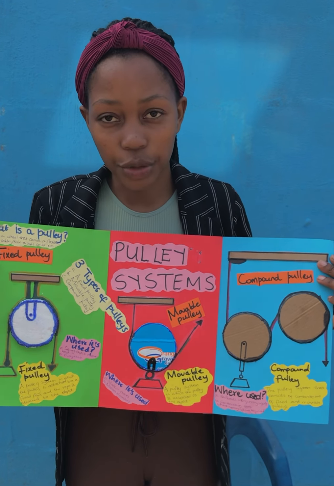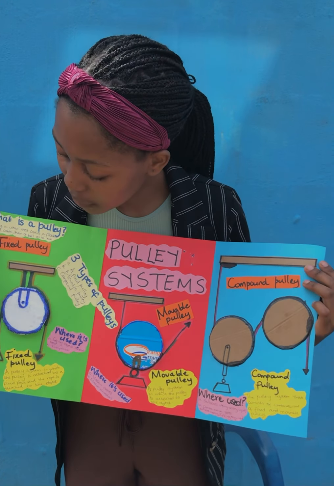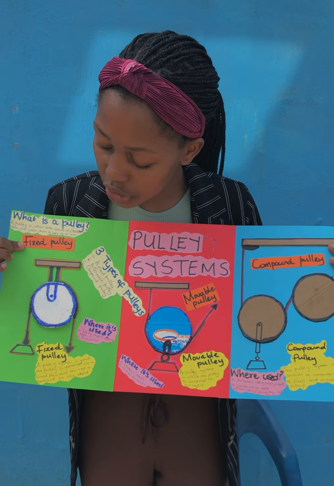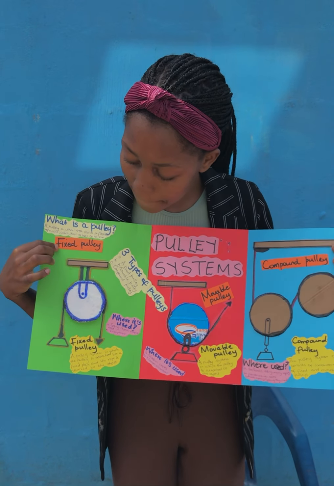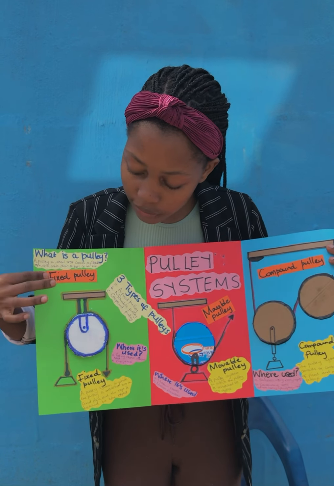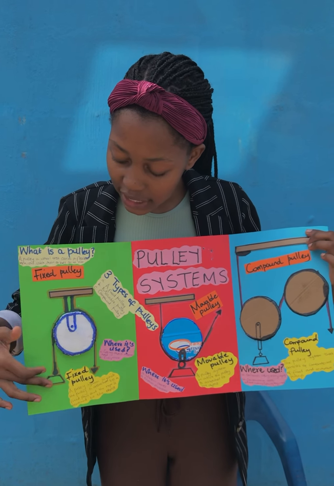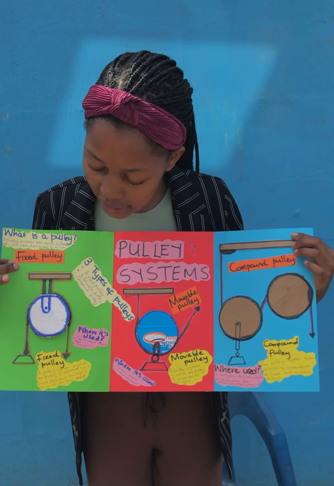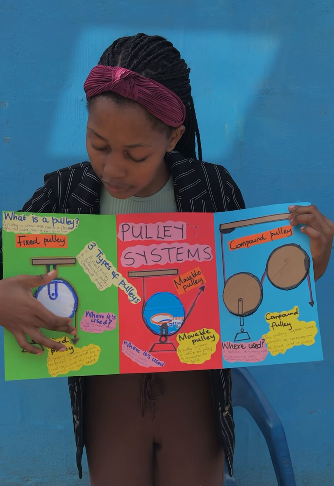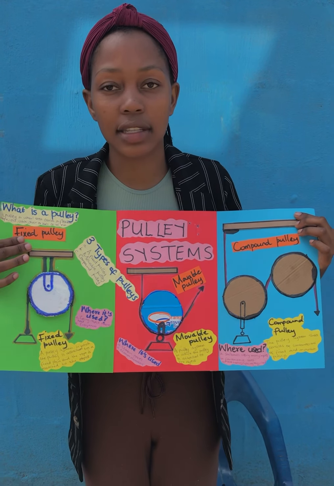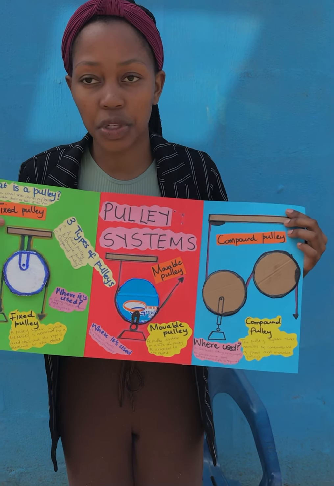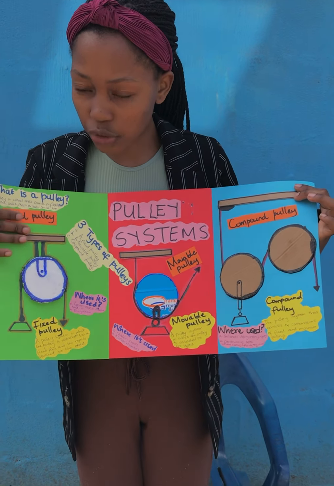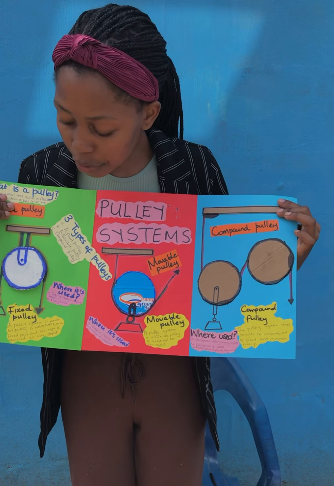As I have written here, fixed pulley. This is a demonstration of a fixed pulley. You can see there's a rope there. This is the rope, and this is the object that's about to get lifted, and this is what you are applying an effort to, to actually pull whatever object you are given. So this is a full demonstration of a fixed pulley.